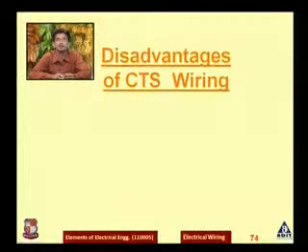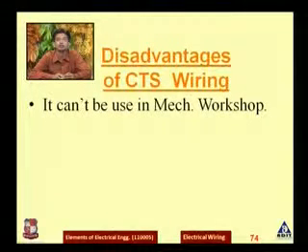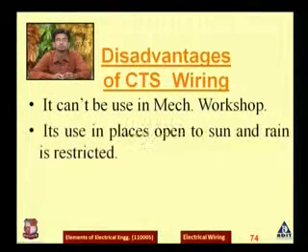Now we will see what the disadvantages of the CTS wiring are. The first is that it can't be used in a mechanical workshop because this CTS wiring does not have proper sustainability for use in such a system. Use in places open to sun and rain is restricted, because whenever the sun has higher radiation, heat will be generated and that heat cannot be sustained by the CTS wiring, and in the same way it is not sustainable against heavy rain.